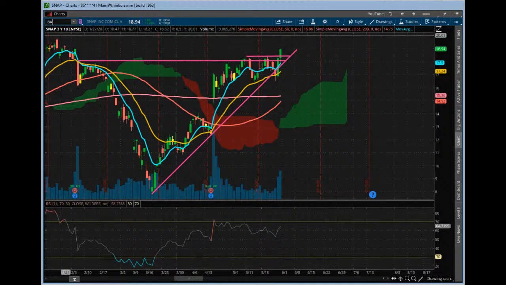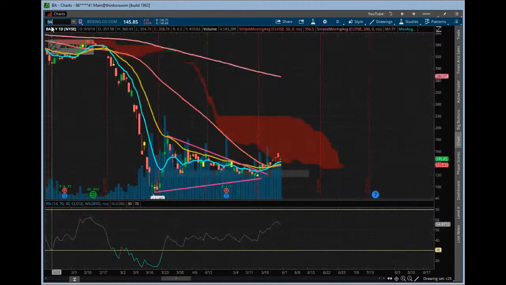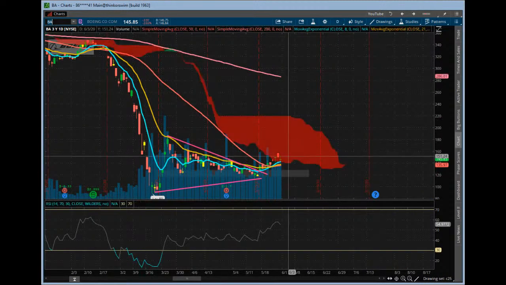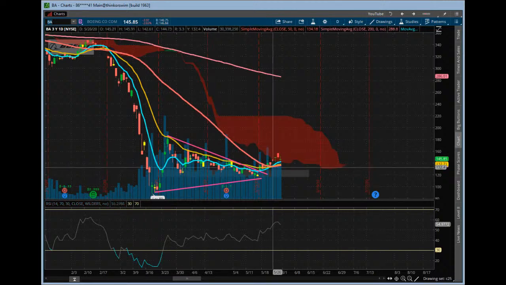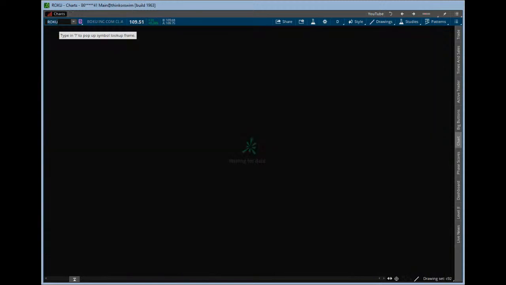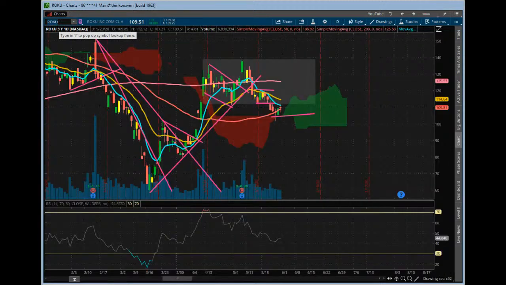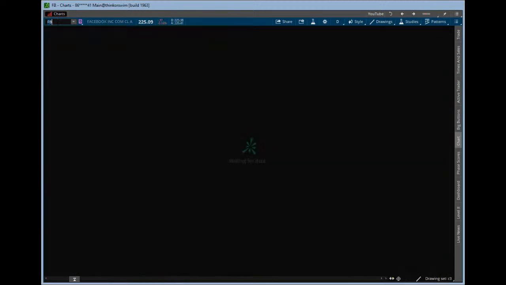And what else? Good. Inkit, what's going on? Yep, BA. So BA is kind of just BA. We should put an L in the middle for blah. But it is holding the bottom of the cloud. And I like how all these moving averages just crossed over. So let's see if it can try to work its way up. But it needs to change the narrative a little bit. Roku, doji day at the rising 50 day. So let's see if that works at all.